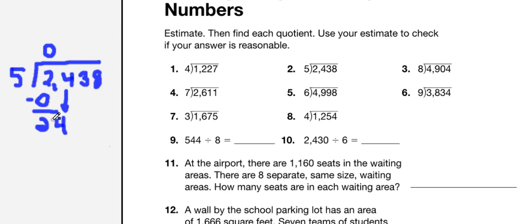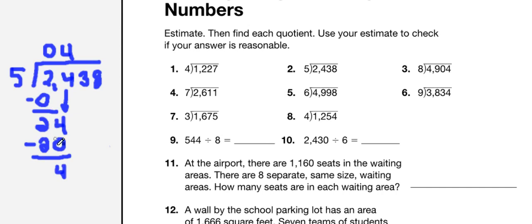So how many 5s can fit into 24? Well, 5 times 5 is 25. That's too many, so let's go one less than 5. 4. 5 times 4 would be 20. So 4 times 5 is 20. That's how many I just used. Let's subtract to see how many I have left. 4 take away 0 is 4. 2 take away 2 is 0. Don't have to do the 0.